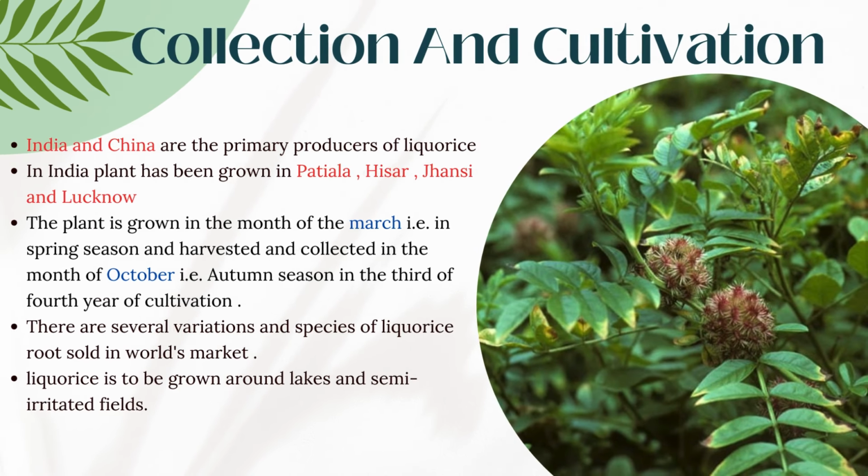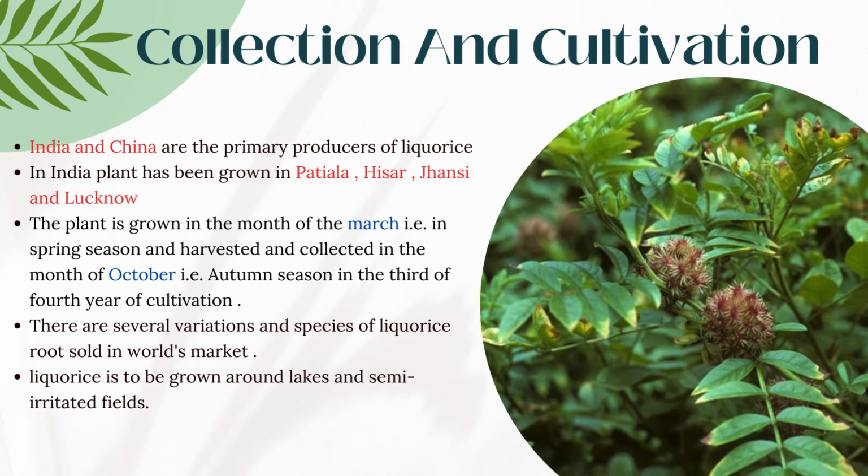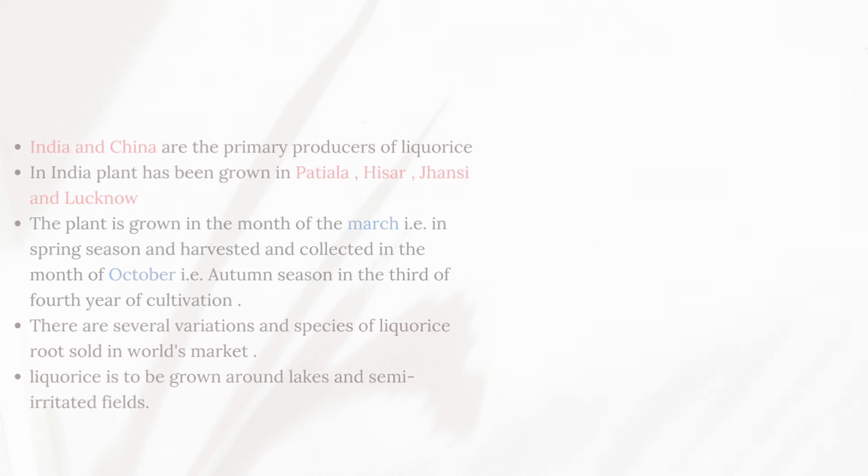Let's talk about the collection and cultivation of liquorice. India and China are the primary producers. In India, it is mainly cultivated in places like Patiala, Hisar, Jhansi, and Lucknow. The plant is grown in March and the root is collected in the autumn season. Autumn means October. It's typically harvested in the third or fourth year of cultivation. There are several variations and species of liquorice root available in the market. A key fact is that liquorice is a marshy plant, so it's best grown in lakeside or semi-irrigated fields.